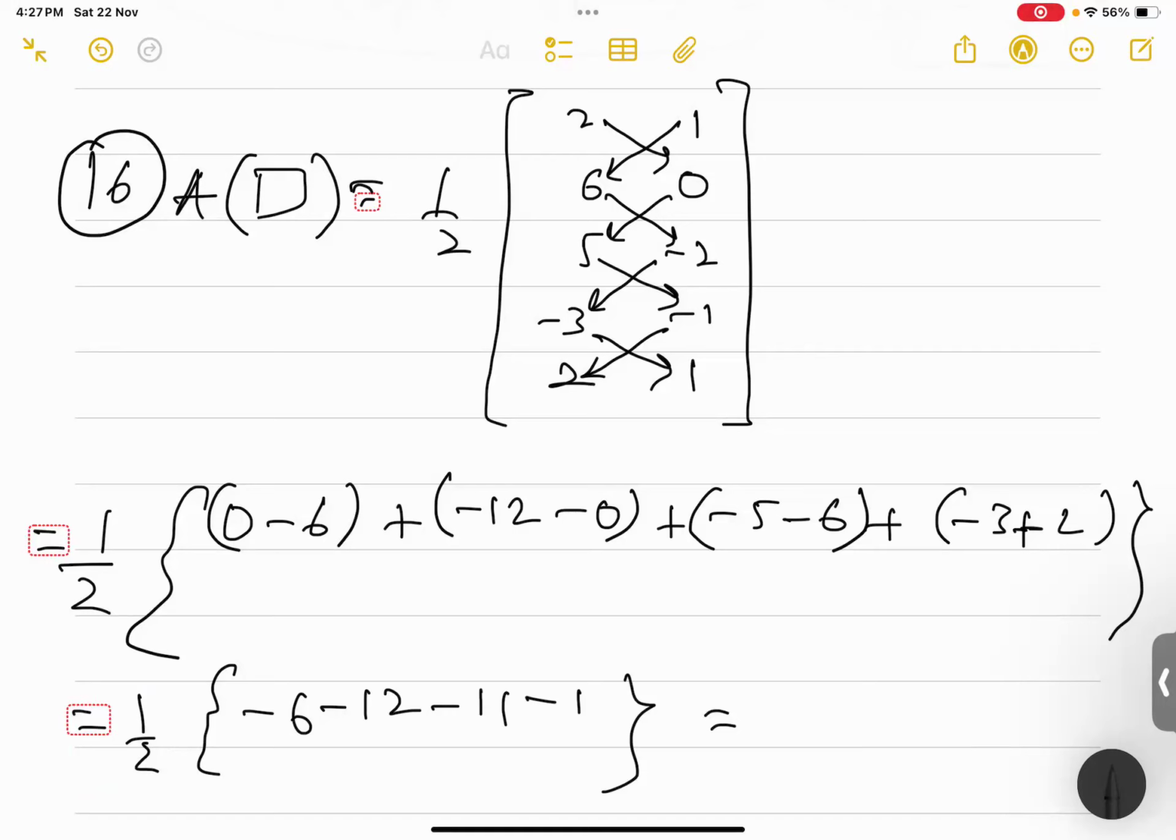Okay. So this is minus 30 upon 2, which is minus 15. So we'll just write down 15, okay? Because the area cannot be negative. 15 square units. Fine. So that was question number 16.